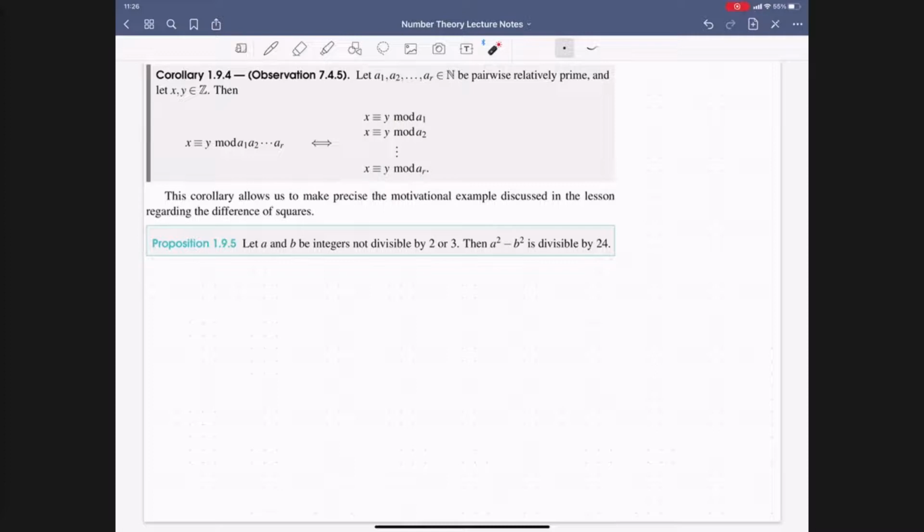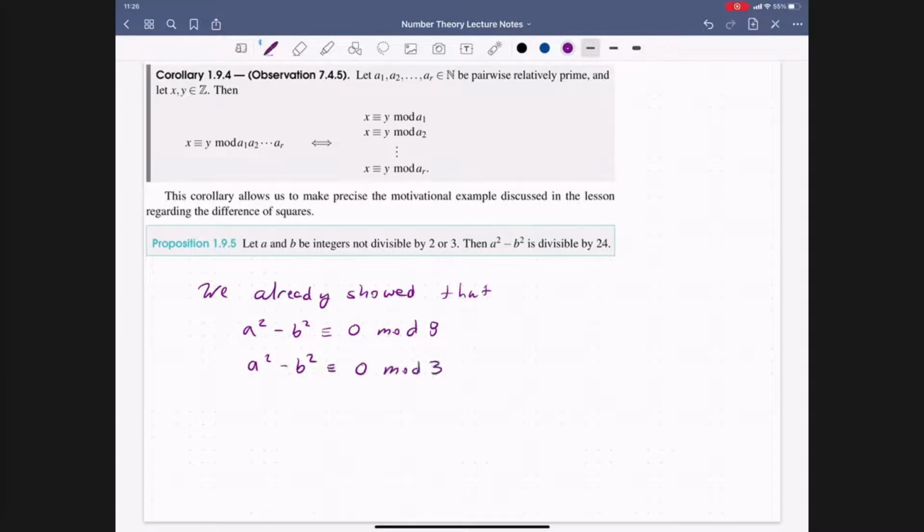And that's what we were doing when we were considering the situation of a squared minus b squared being divisible by 24 whenever a and b are not divisible by 2 and 3. So here's how. We already showed at the beginning of today's lesson that a squared minus b squared is congruent to 0 mod 8, and a squared minus b squared is congruent to 0 mod 3. And so now what we are doing is going from here over to here.